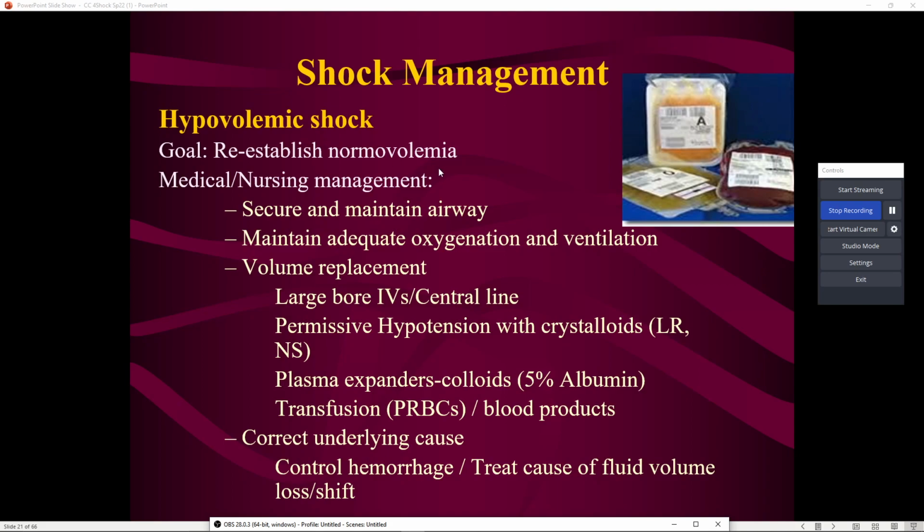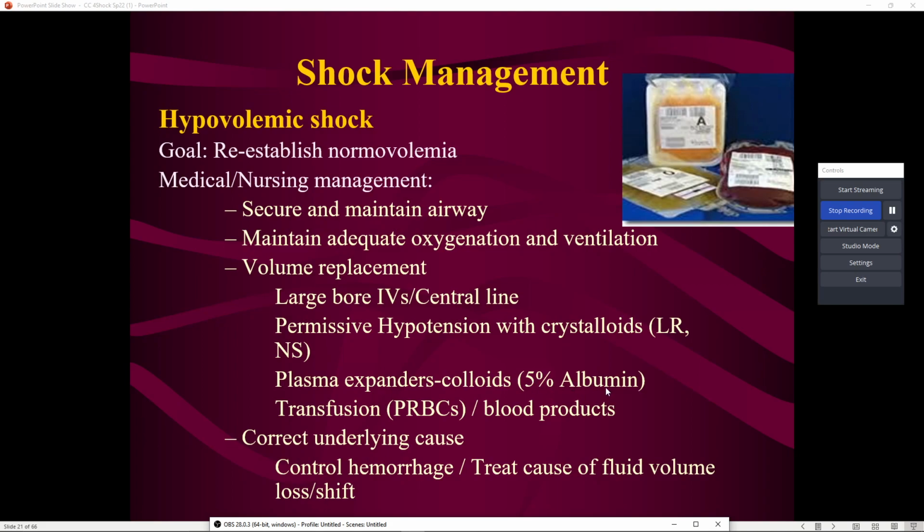Shock management, normovolemia. What do we need? Just said it. Large bore IVs, for hypotension crystalloids, specifically LR and NS. Remember that. We can use volume expanders, specifically 5% albumin, and then we can transfuse PRBCs or blood products entirely. And blood products: plasma, okay, platelets, red blood cells, okay, and we can even use cryo if necessary to encourage clotting in the body. A couple other things to consider, and please remember LR and NS are really big.